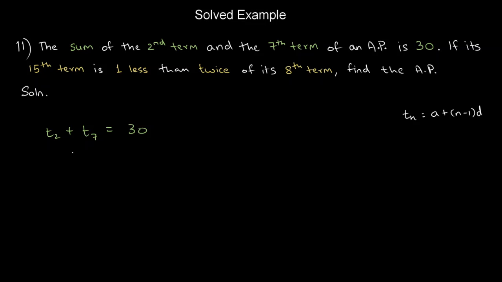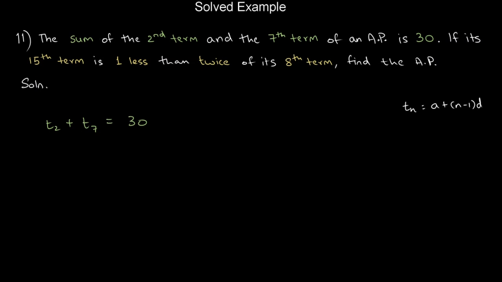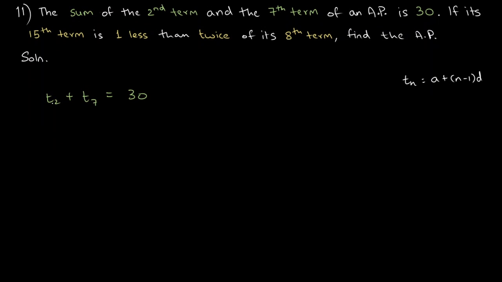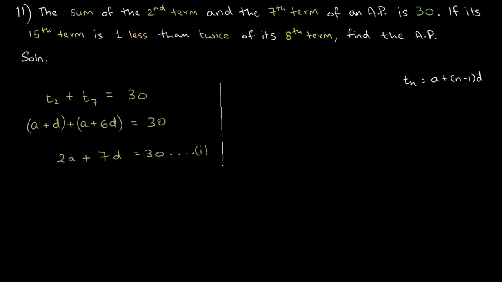Now let's represent these T2 and T7 in terms of A and D, because those are the parameters that we need to find anyways. So T2 can be written as A plus D, remember, n minus 1, so 2 minus 1 is 1. And T7 can be written as A plus 6D, right? 7 minus 1 is 6, and this is equal to 30. If I simplify or add all these back, so A plus A becomes 2A, D plus 6D becomes 7D, so 2A plus 7D is equal to 30. This here is my first equation, right? Let's try to get the second equation as well.